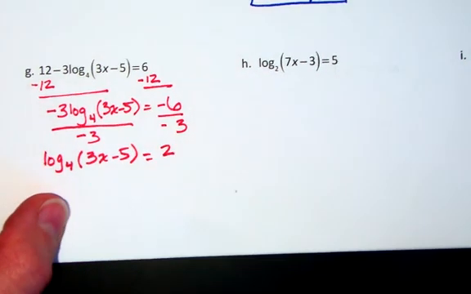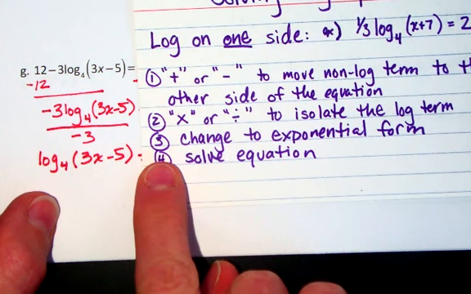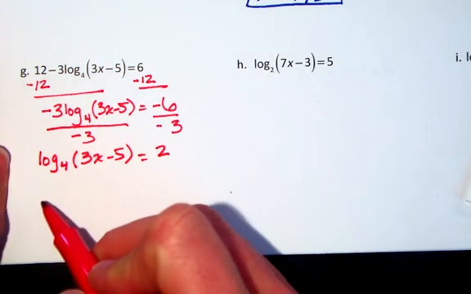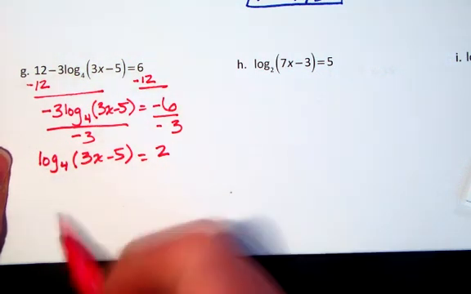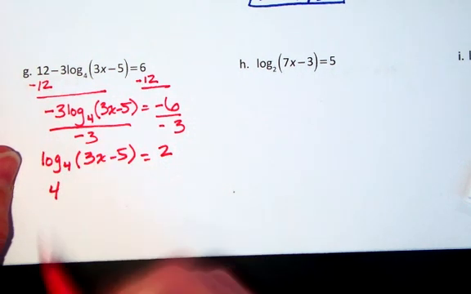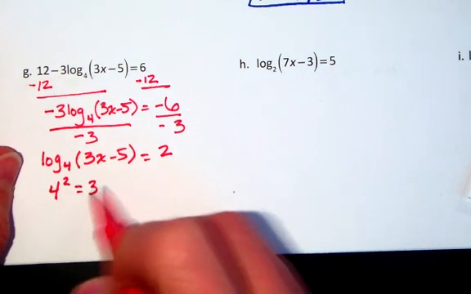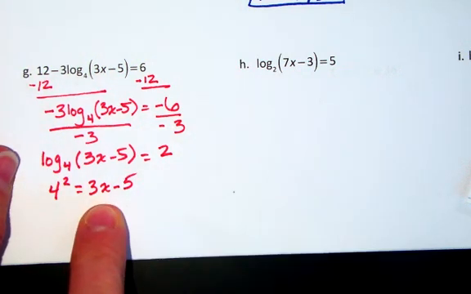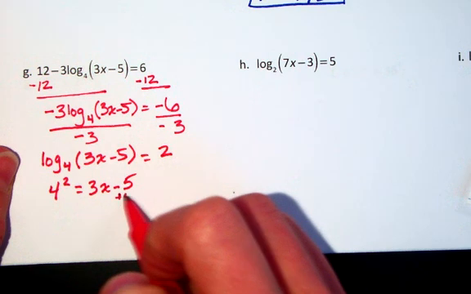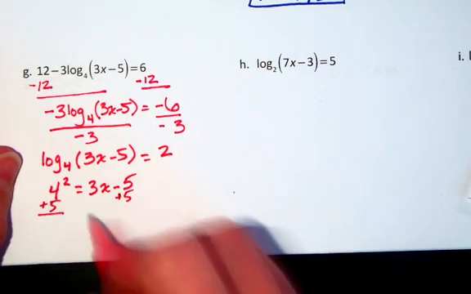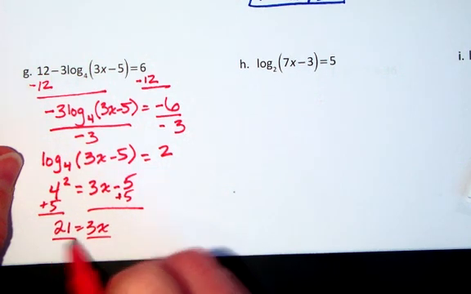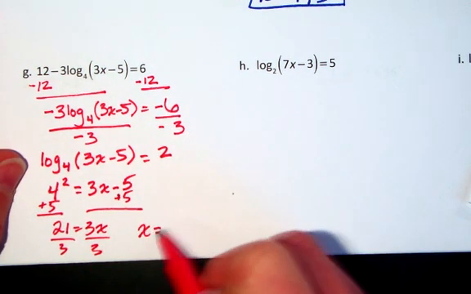So we have log base 4 of 3x minus 5 equals, what's negative 6 divided by negative 3? Positive 2. Now we jump to step 3, which is change to exponential form. What's the first question? We're changing forms. What's the base? In this case, what is the base? What's the exponent? And what's left over? Okay, we want to solve for x, so what are we going to do to both sides? Add 5. What's 16 plus 5? 21 equals 3x. We divide both sides by 3, and x equals 7.